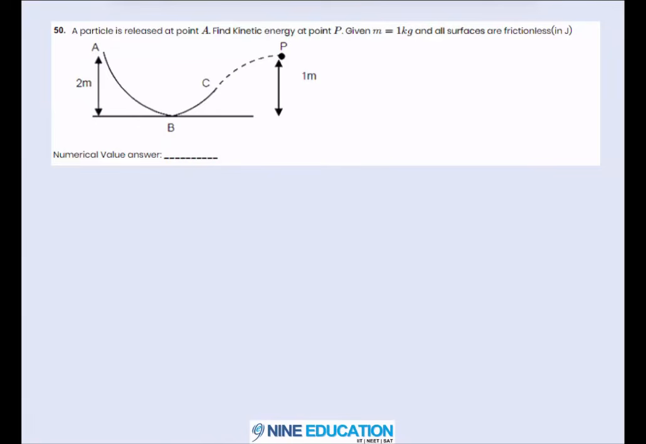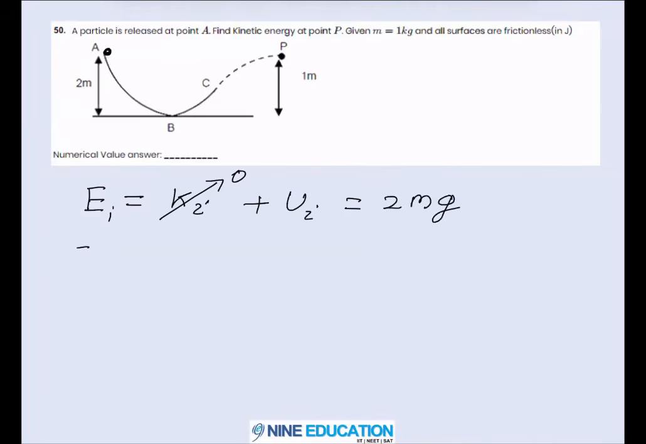The ball is being released at A. As it is released, its initial velocity is 0. So the total initial mechanical energy of the ball will be the initial kinetic energy, which is 0, plus the initial potential energy, and that will be mg into h. Height is 2, so I will directly write it as 2mg.